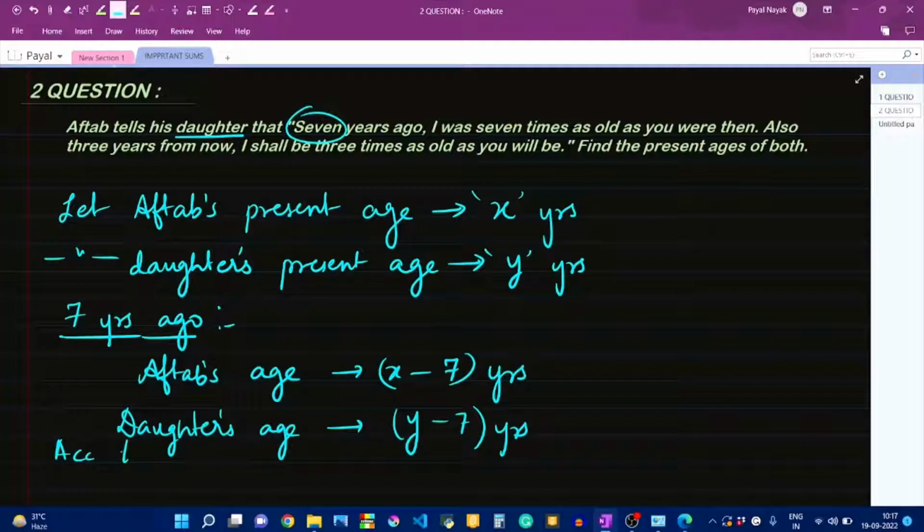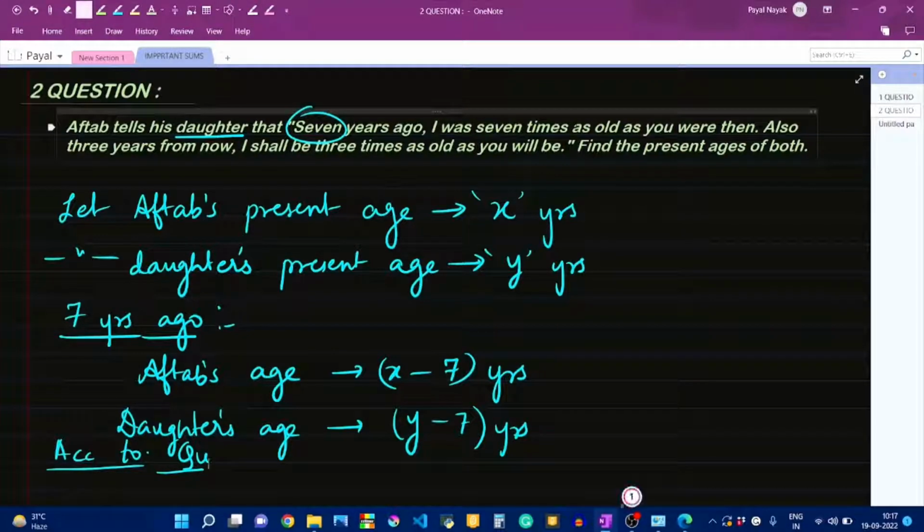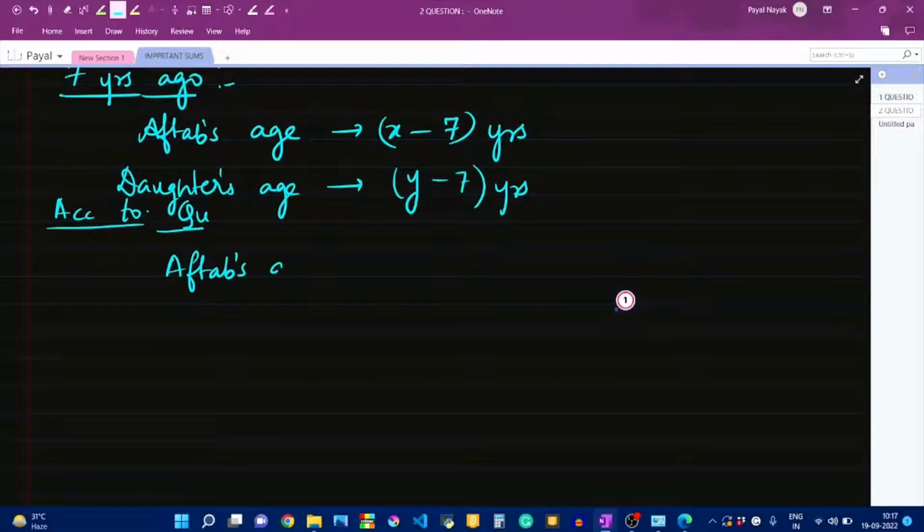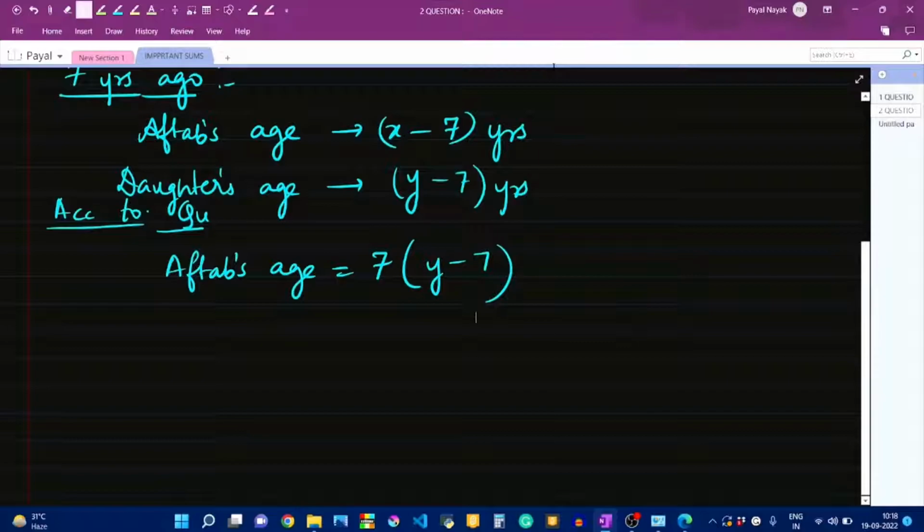According to the question that they have given you, Aftab says, I was 7 times as old as you were then. That means if you compare the ages of Aftab and his daughter 7 years before, Aftab says that his age was 7 times his daughter's age. So that means x minus 7 is equal to 7 into (y minus 7).